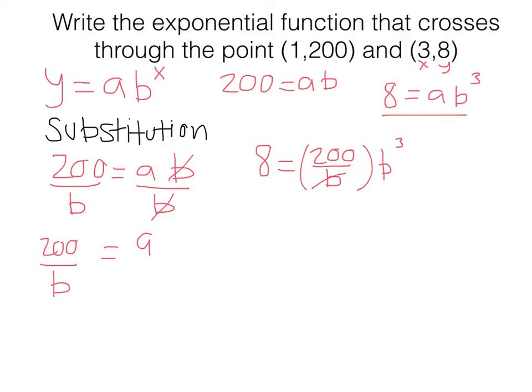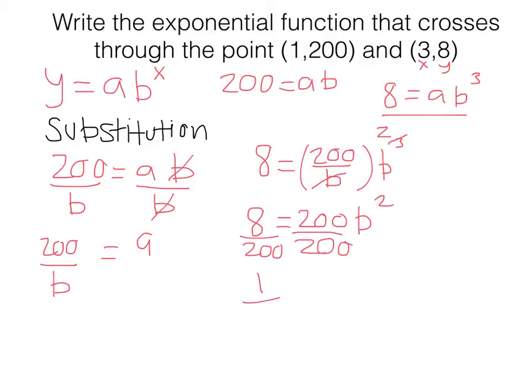This b is going to cancel out, and I'm going to be left with b squared. 8 equals 200 times b squared. Divide by 200. And then we're going to simplify the fraction. 8 over 200 is equal to 1 over 25. Take the square root. We've found our first variable, b equals 1/5.